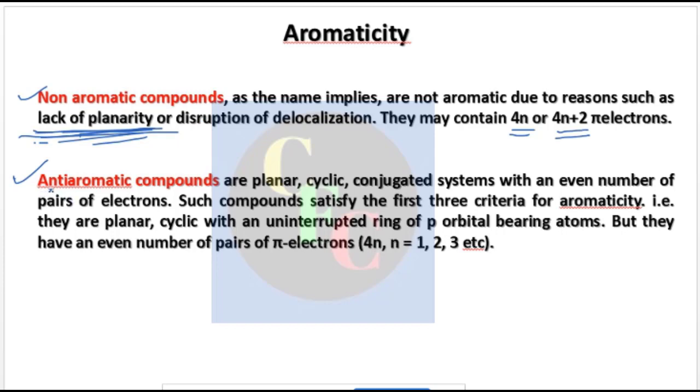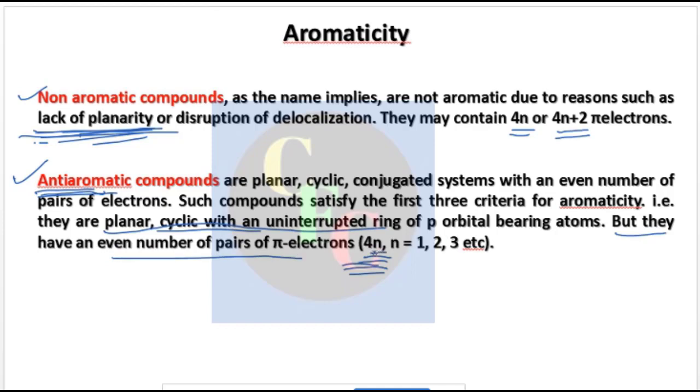Whereas anti-aromatic, right? Anti-aromatic compounds are planar, cyclic, and have an uninterrupted ring system. So they satisfy all the first three criteria for aromatic behavior, but they have only 4n pi electron systems, right? An even number of these pi electron pairs.